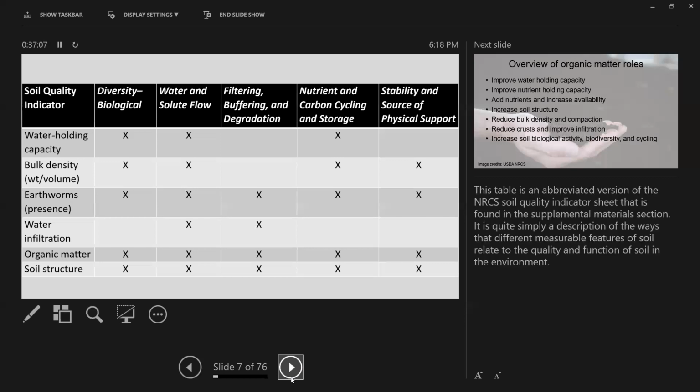So this table is actually an abbreviated version of the NRCS soil quality indicator sheet that is found in your supplemental materials in your book. It's just a way of describing the different measurable features of the soil and how they relate to the quality and function of the soil in the environment.